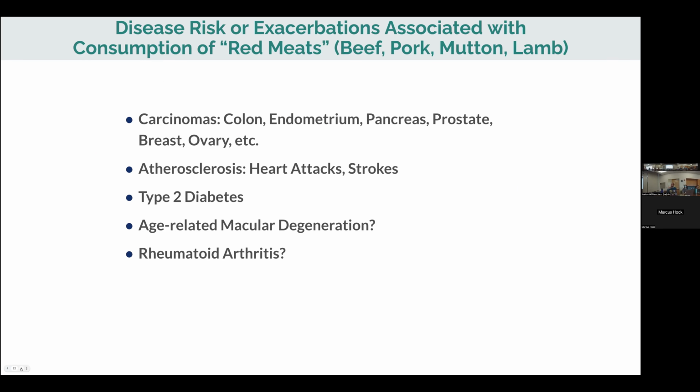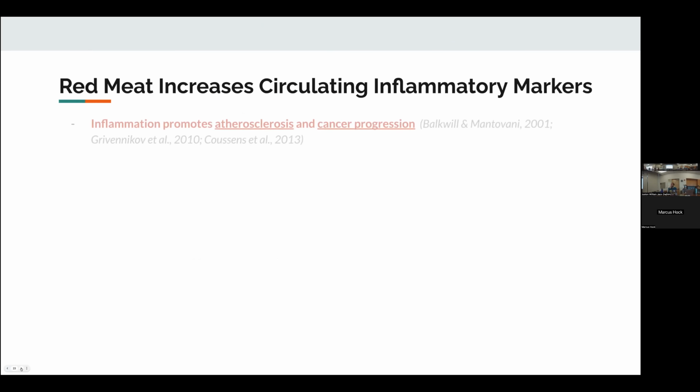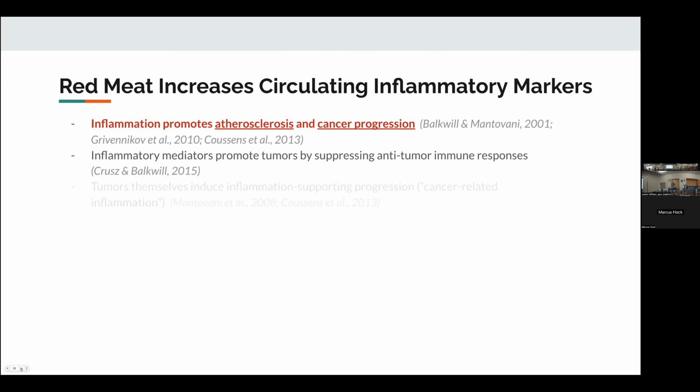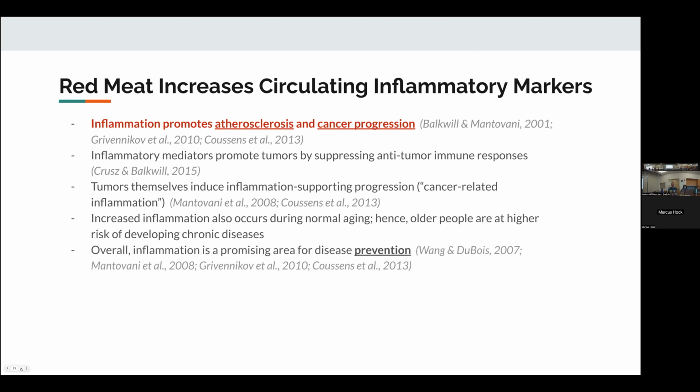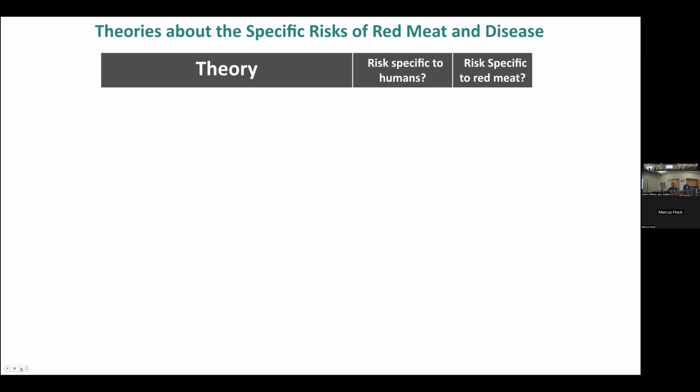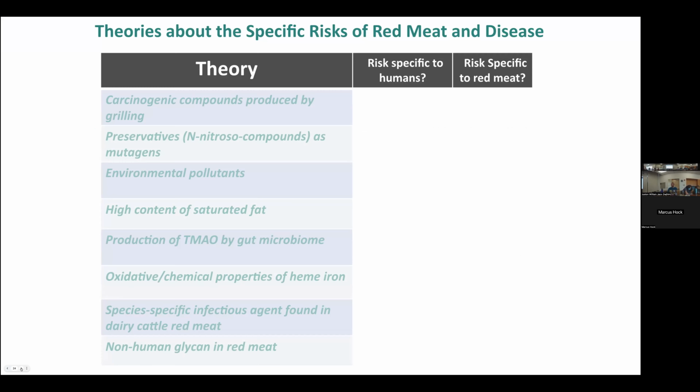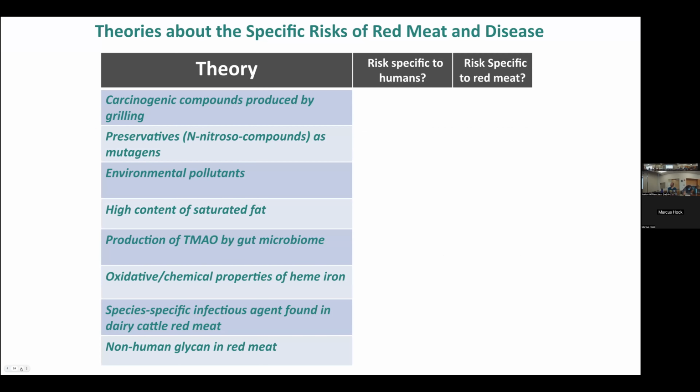And all of these conditions have one thing in common, which is chronic inflammation, which is a driver of a lot of chronic disease in the US and in the world. So we know there's a lot of inflammatory markers circulating, antibodies against something, but what is that, for example? So I'm going to be very quick here and show that there are lots of different theories about what it is in red meat that is so inflammatory for humans.